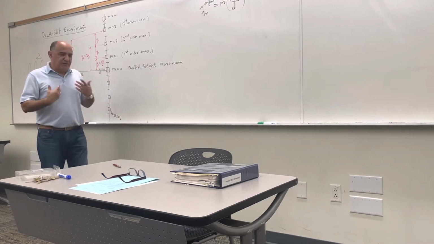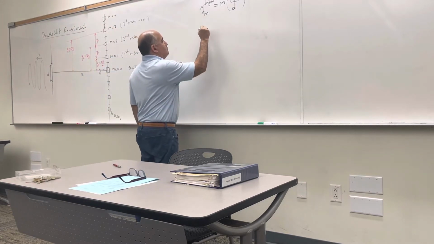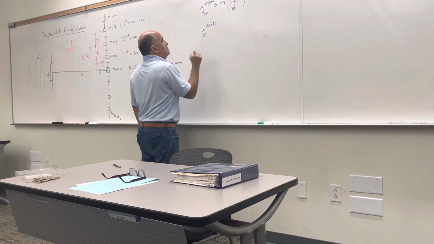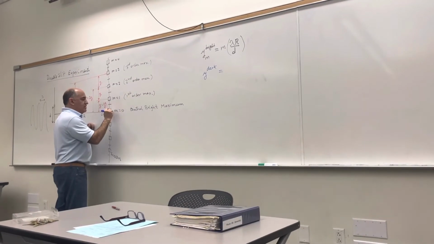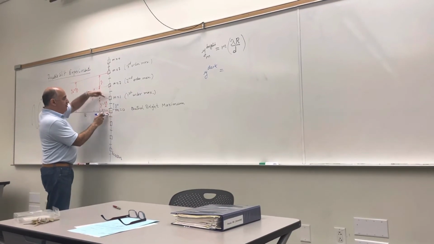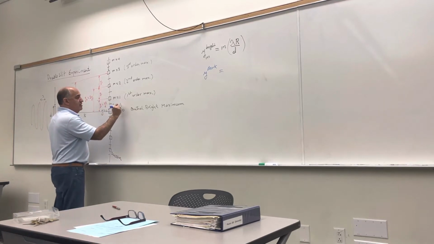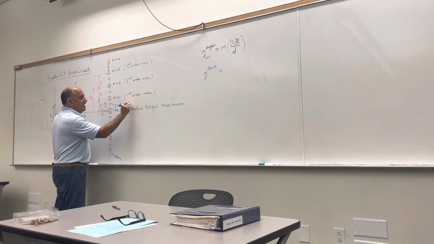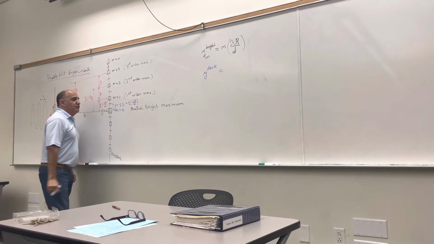Okay? But if you want to obtain an expression for the dark spots, let's say y dark, then what is that going to be? Well, the first one over here will be what? That will be half of y1, correct? So that'll be half of y1, which will be 1/2 of lambda r over d, because y1 is lambda r over d.